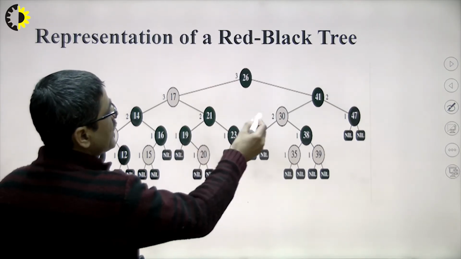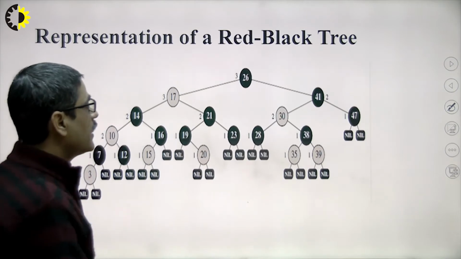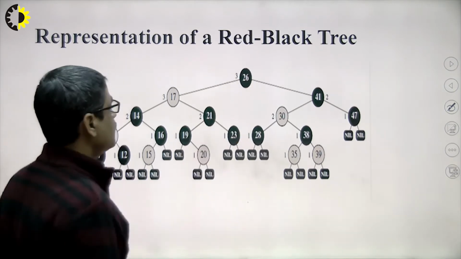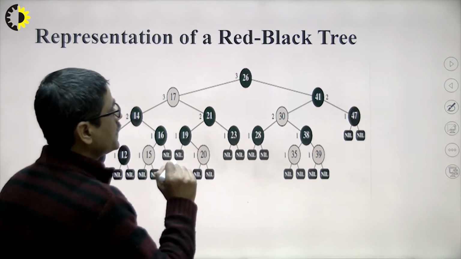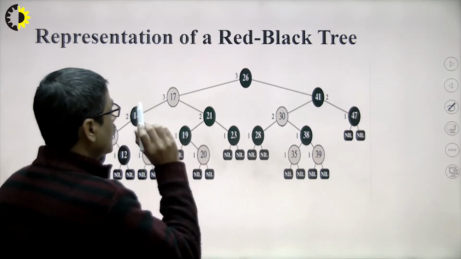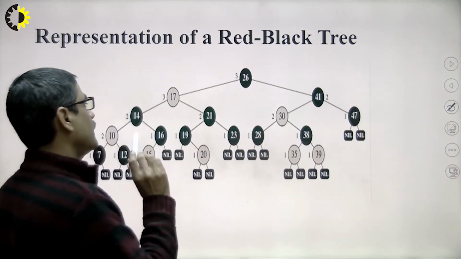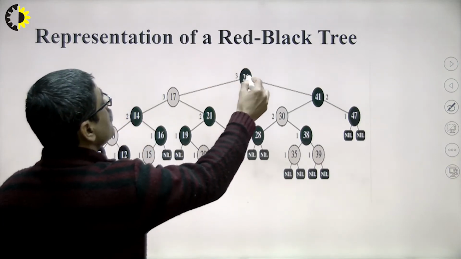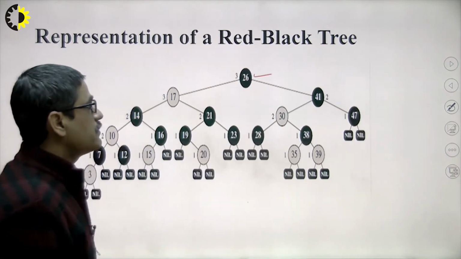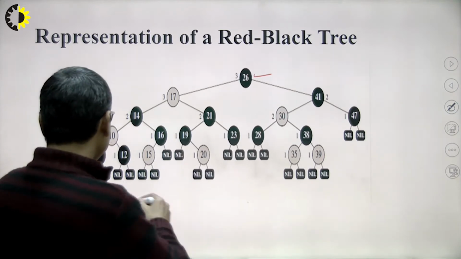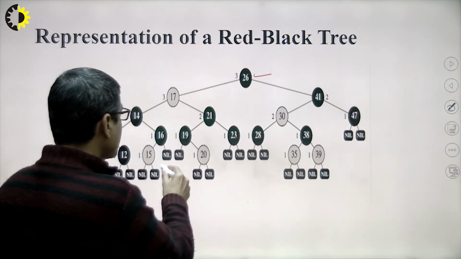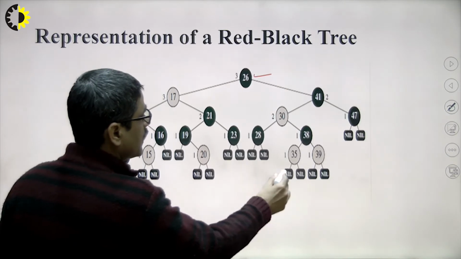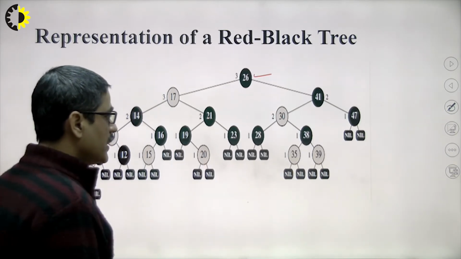Whatever nodes are shown in red are red, and whatever black nodes are given in black color. If you look at the first property, every node is either red or black. You can see in this diagram, every node is either black or red. Then the root is always black. You can see the root node is black. Then all the leaf nodes are black; you can see the color of all these leaf nodes.